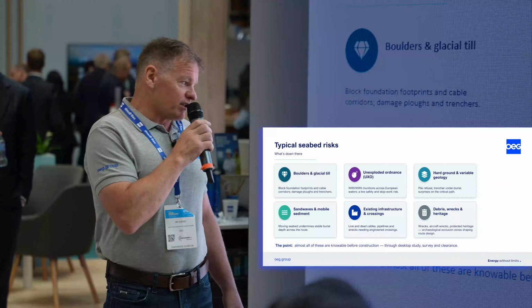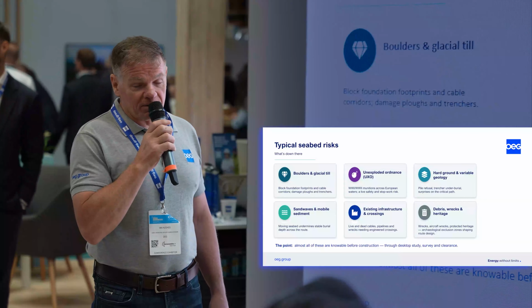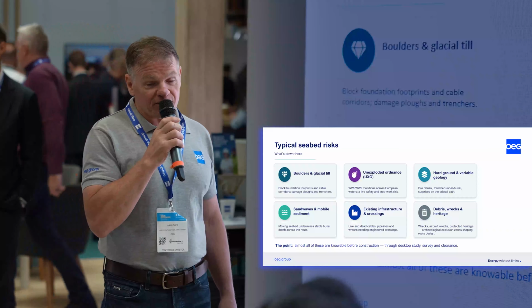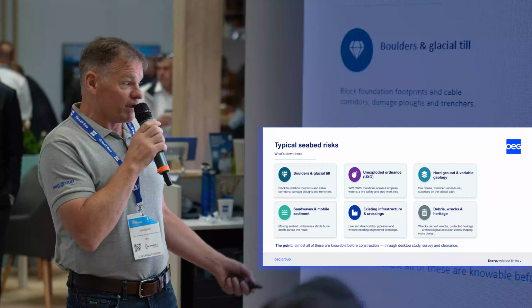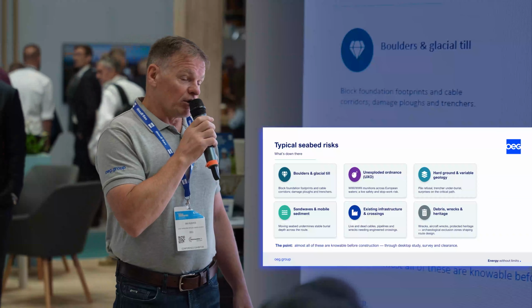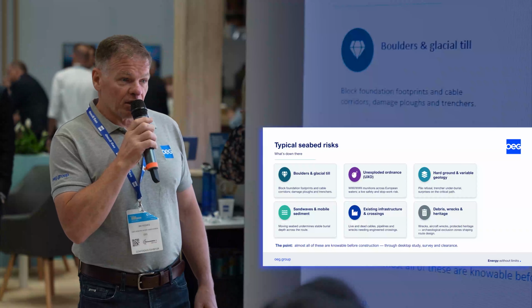Existing infrastructure and crossings, that's where we've got old existing cables that have to be rectified. Pipelines can also be on the site. And obviously historical wrecks and archaeology come as part of that.